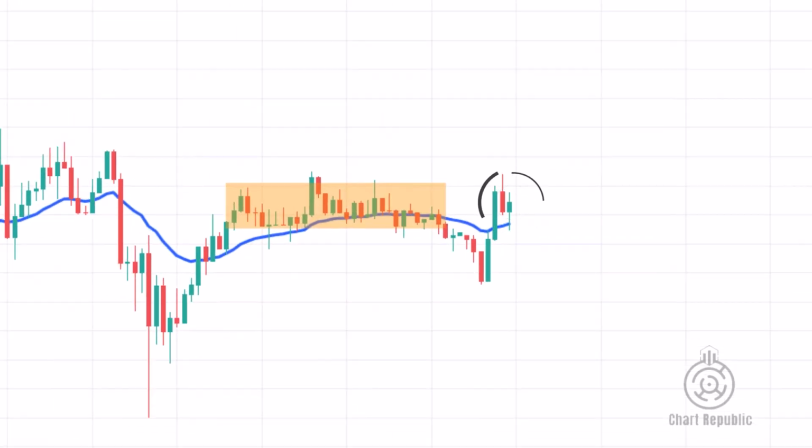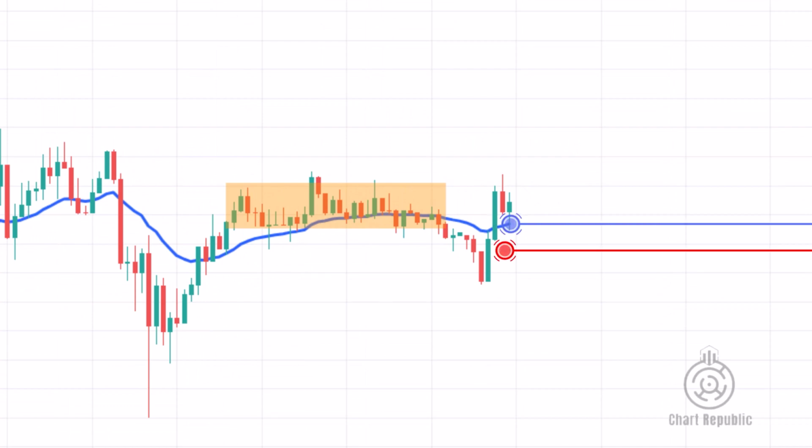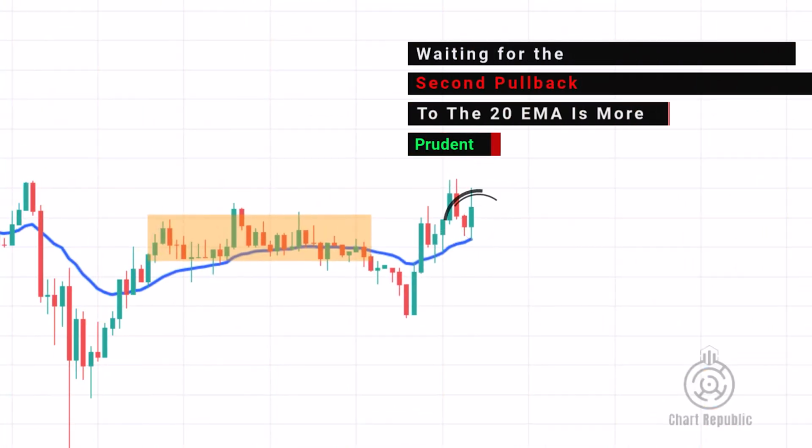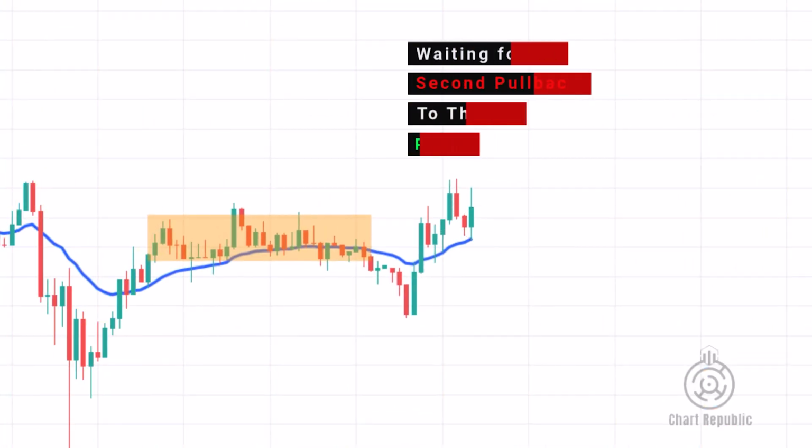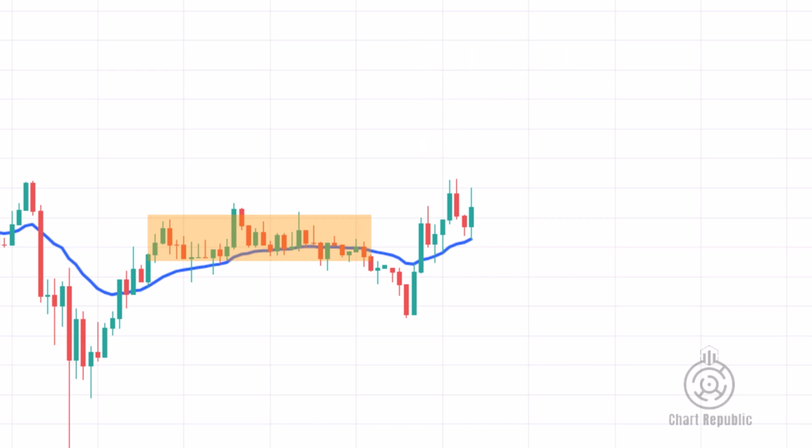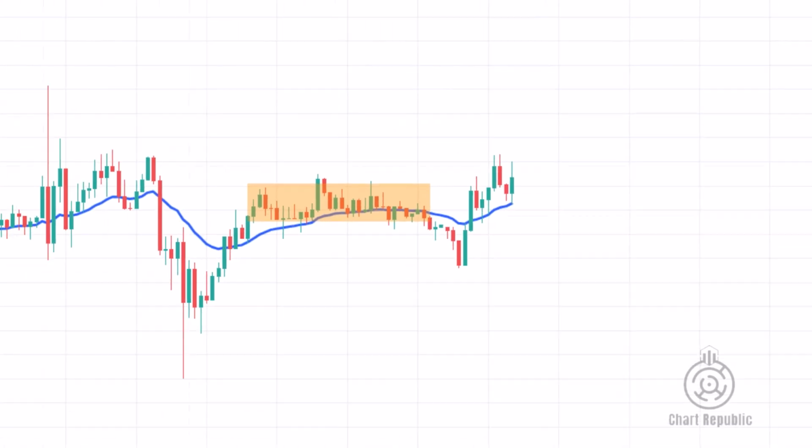Catching a pin bar on the 20 EMA signals a potential long entry, with the stop-loss order placed below that line. However, opting for the more secure strategy involves waiting for a second pullback to the EMA. Keep in mind, the market might not always present this second chance, resulting in a missed opportunity. For me, that's acceptable, as I always prioritize well-defined setups.